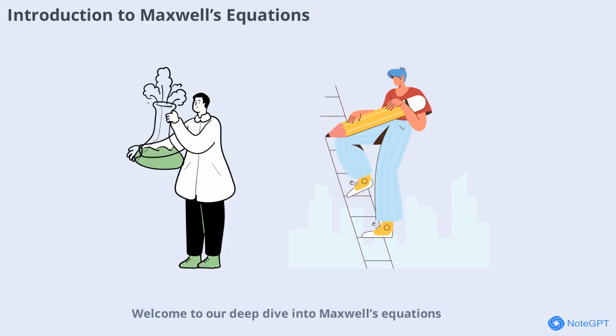Welcome to our deep dive into Maxwell's equations, the foundation of classical electromagnetism. These four elegant equations, formulated by James Clerk Maxwell in the 19th century, describe how electric and magnetic fields interact and propagate through space. Today we'll explore each equation, understand their significance, and see how they shape the world around us. Whether you're a physics enthusiast or just curious about the forces that govern our universe, this journey will illuminate the invisible threads connecting electricity, magnetism, and light.